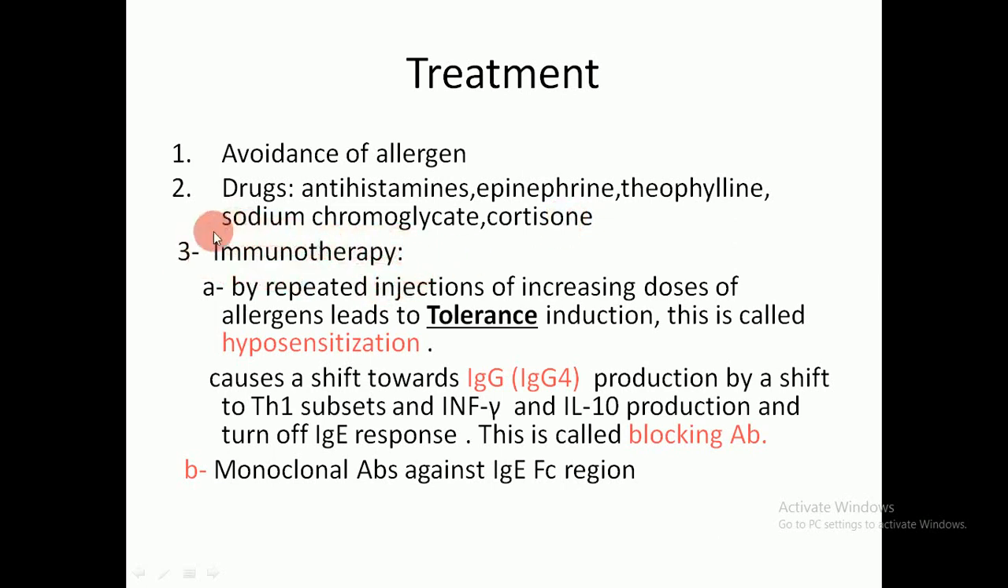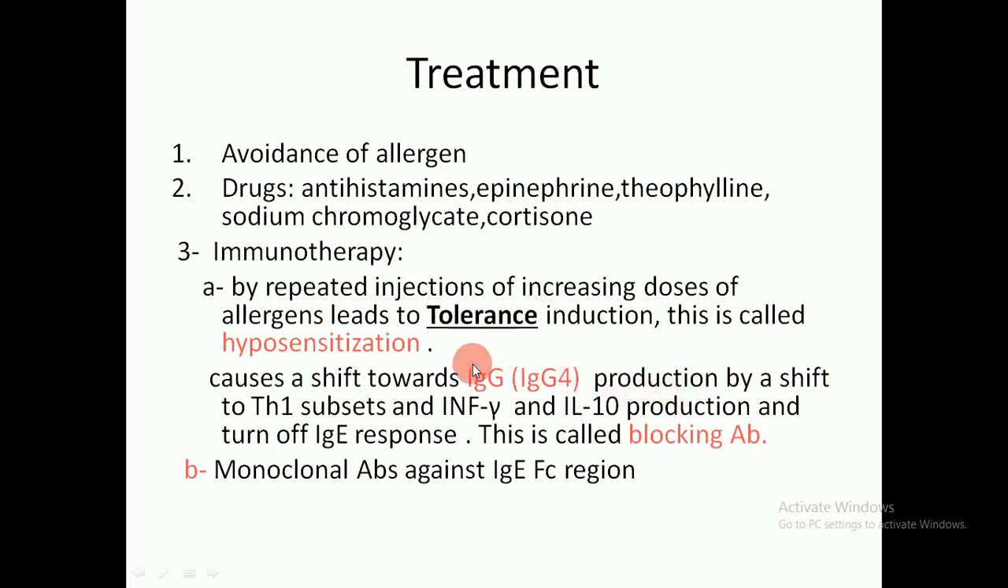Here, important is immune therapy. Immune therapy can be achieved by repeated injections of increasing doses of allergen in order to induce tolerance. And this is called hyposensitization. Hyposensitization, not hyper, hyposensitization. And this mechanism is due to a shift towards IgG, specifically IgG4 production.